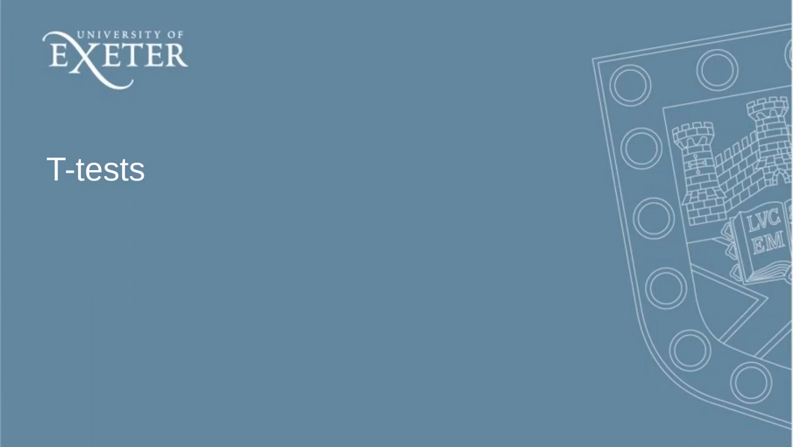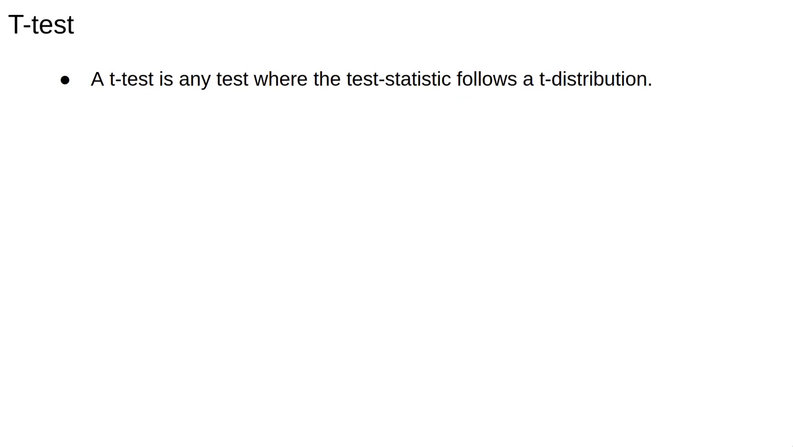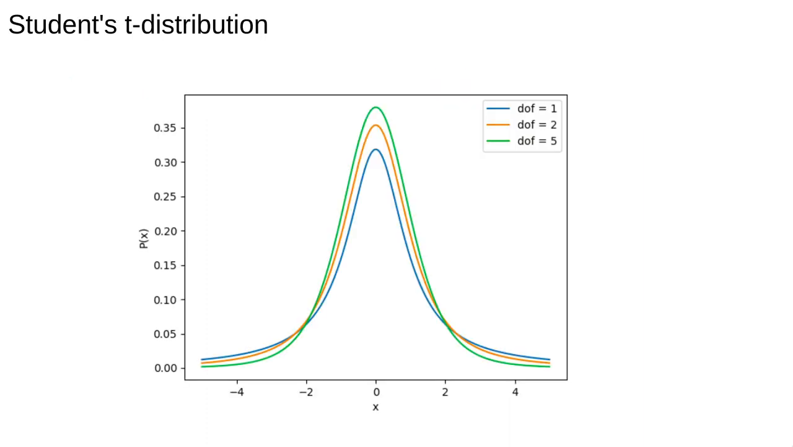This video will be about t-tests. In general, a t-test is any hypothesis test where the test statistic has what's called a t-distribution. This is a symmetric probability distribution with fatter tails than a normal, and its shape depends on the parameter, the number of degrees of freedom.